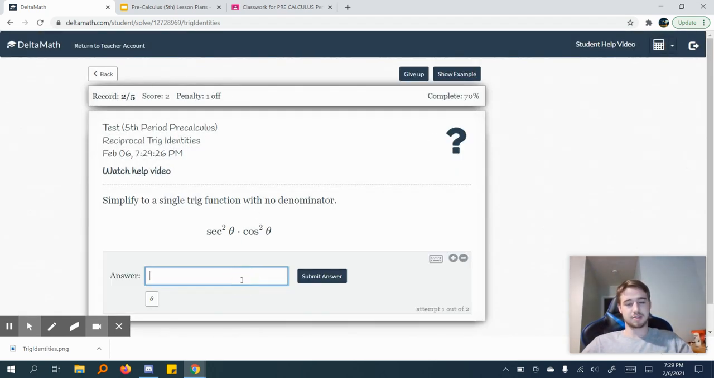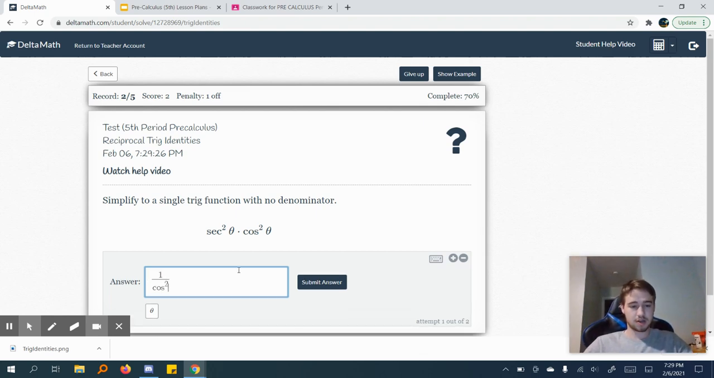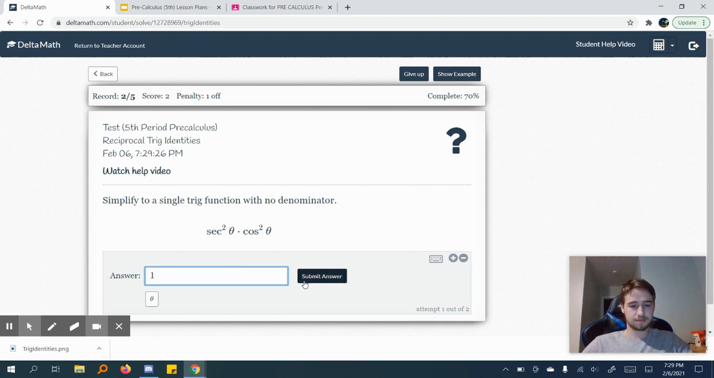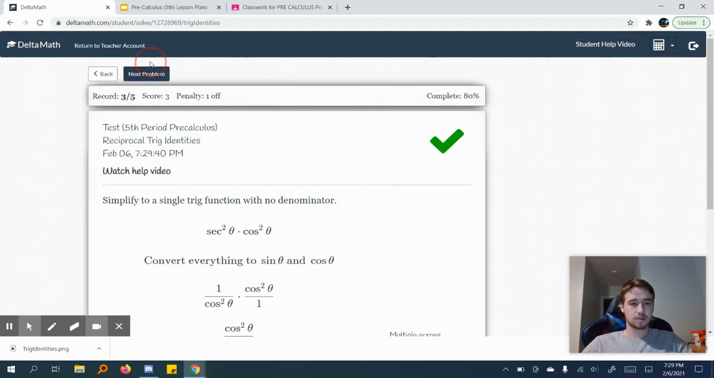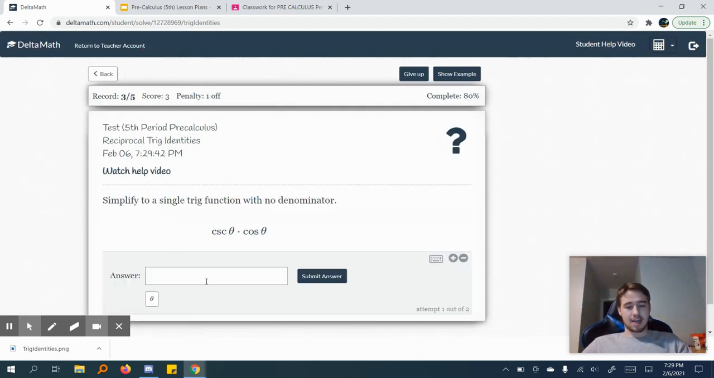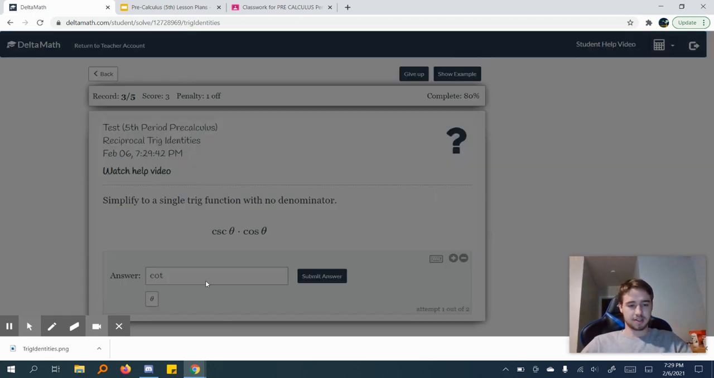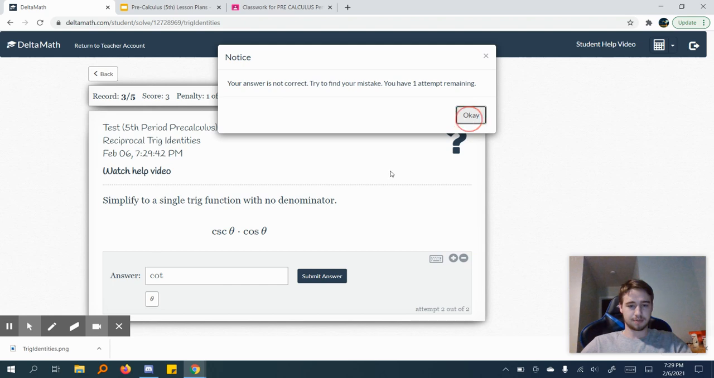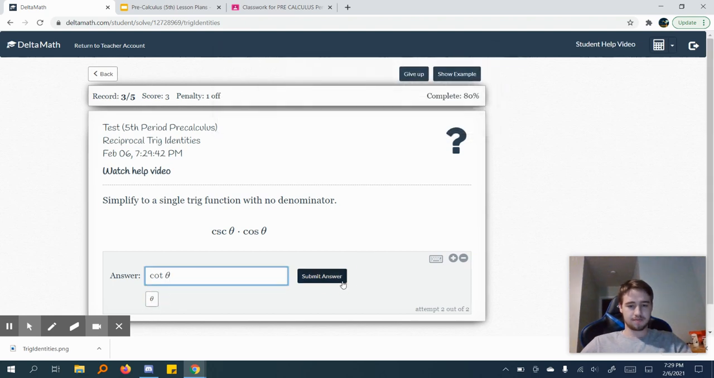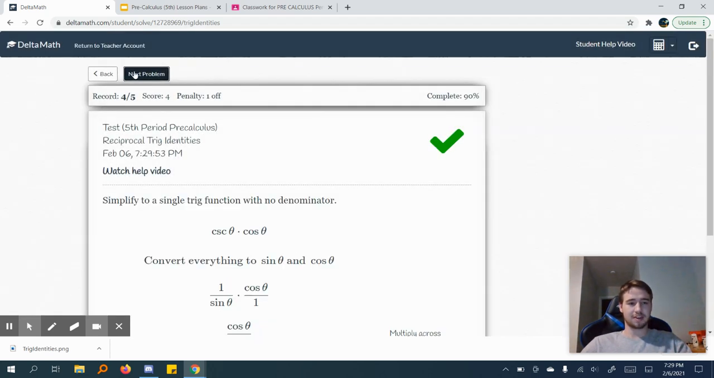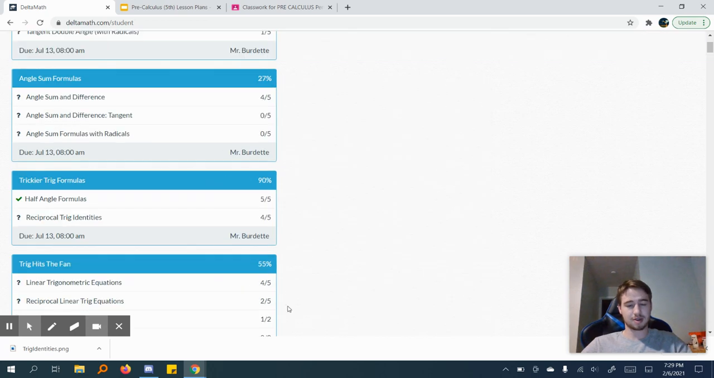So you basically just do it. Secant squared times cosine squared. 1 over cosine squared times cosine squared equals 1. They just cancel. And then, yeah, like 1 over sine times cosine. So cotangent. And I forgot to put in theta. Point is, though, these are pretty forgiving and straightforward. You shouldn't have much trouble with these.